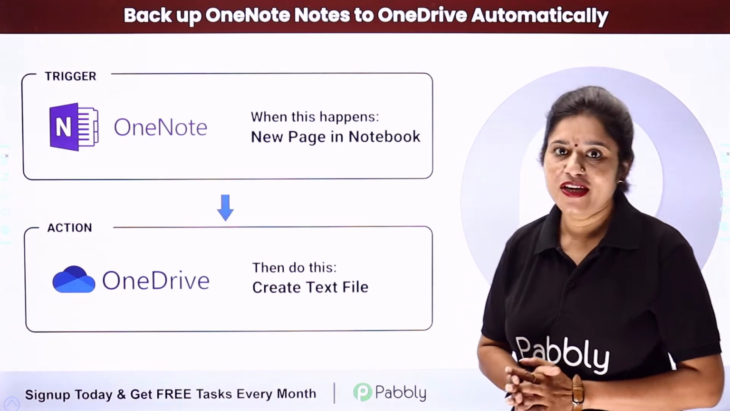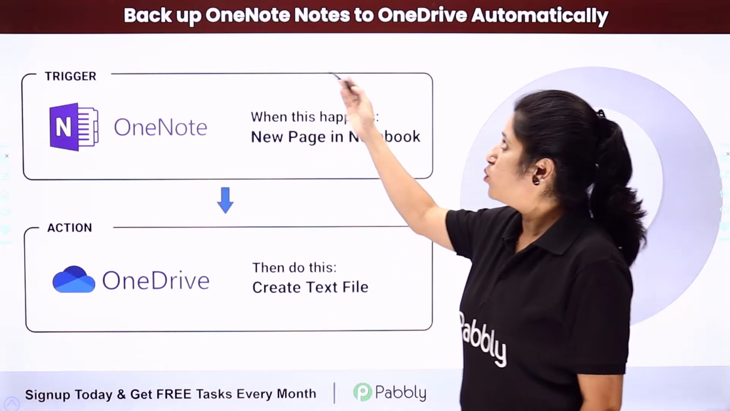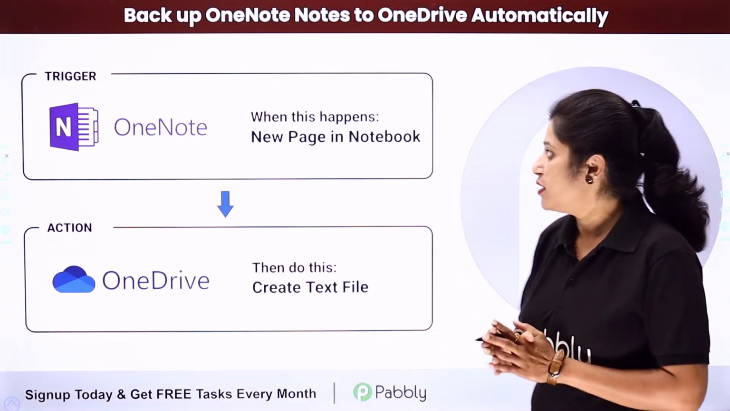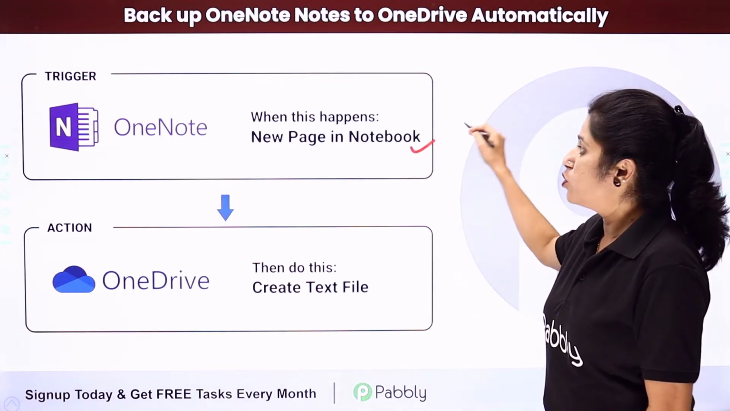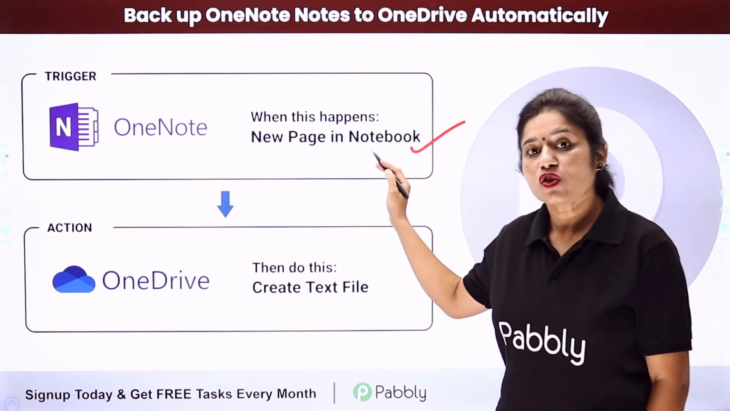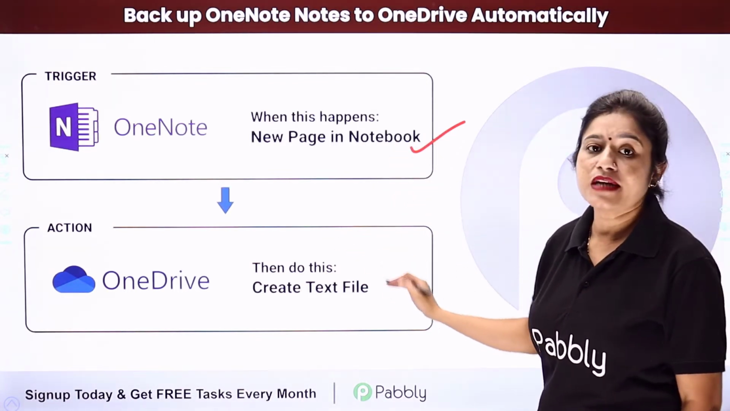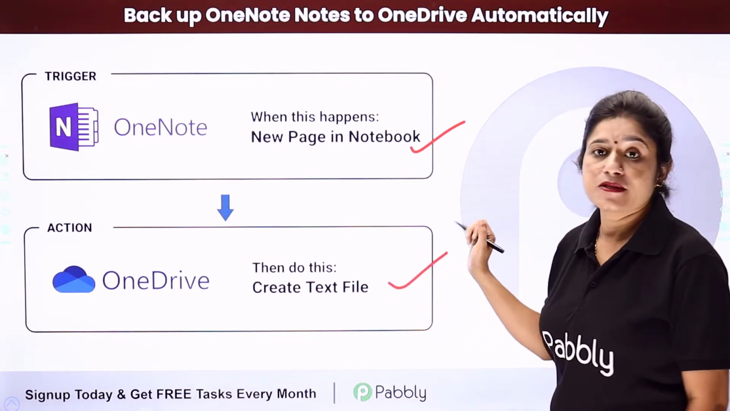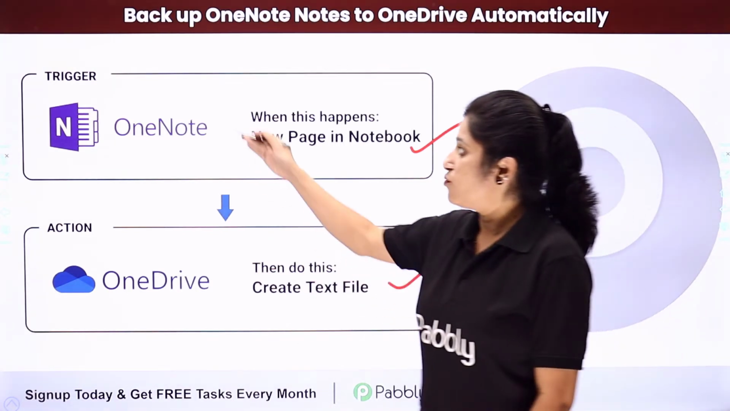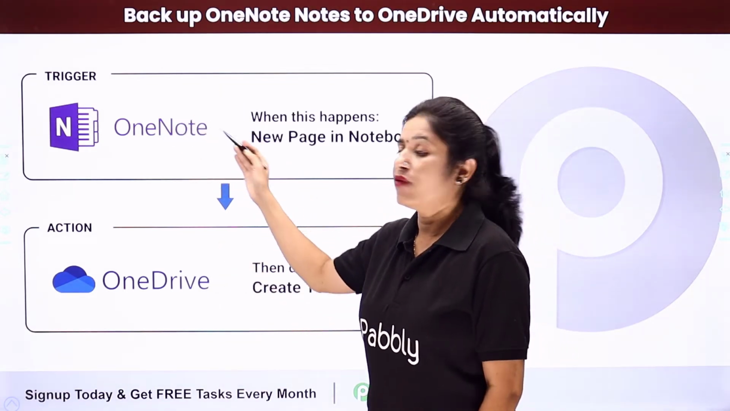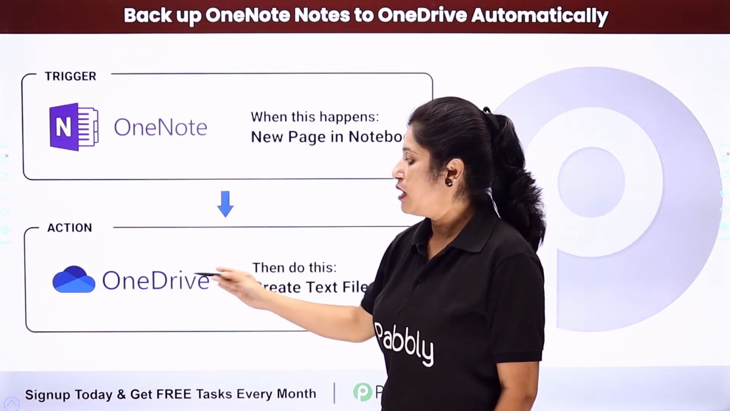In this video, we are going to learn how you can back up OneNote notes to OneDrive automatically. So the idea here is that whenever you create a new page in a notebook in your OneNote account, automatically the same page should be saved as a text file into your OneDrive account for backup reasons. Now here you need to integrate OneNote with OneDrive for doing this. So here your trigger application would be OneNote and your action application will be OneDrive.